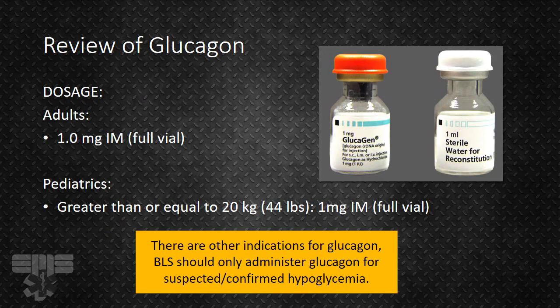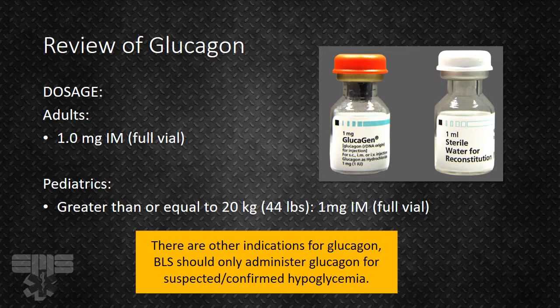The dose for glucagon for BLS administration is 1 milligram IM. 1 milligram is going to be the full vial. Remember that BLS providers are not able to do med math, so they'll have to administer the entire vial.